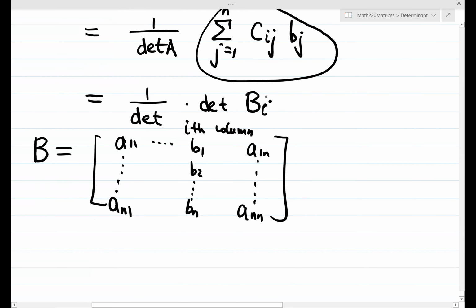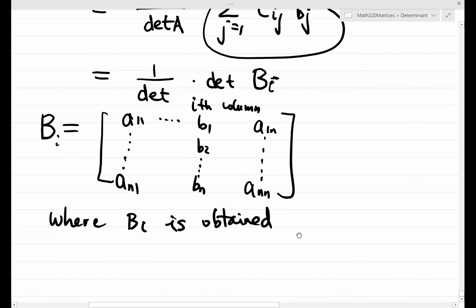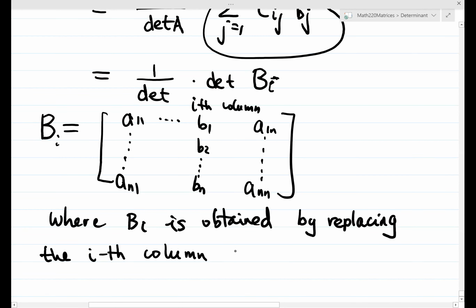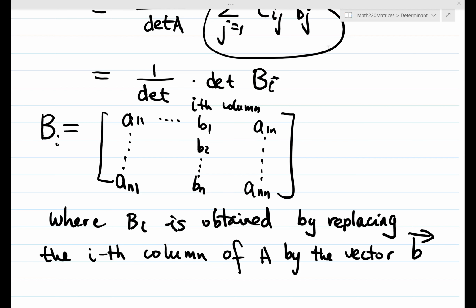I will give you one example in a moment. So the matrix Bi is obtained by replacing the ith column of A by the vector B.